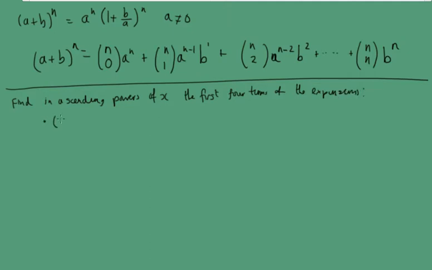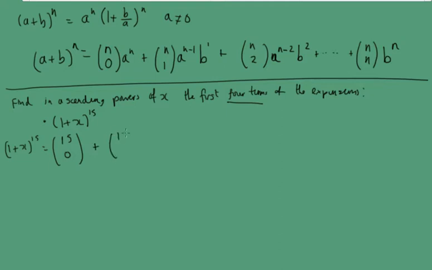Firstly, we're going to do 1 plus x to the power 15. Now remember, we only want to find the first 4 terms. So the first term is going to be, the n is 15, and it's 0. And a here is 1, so that would just be 1.